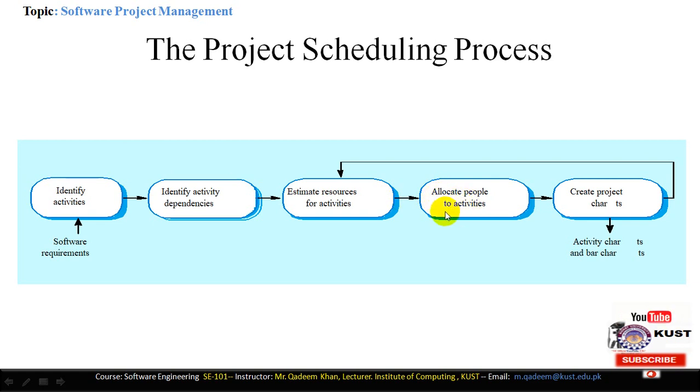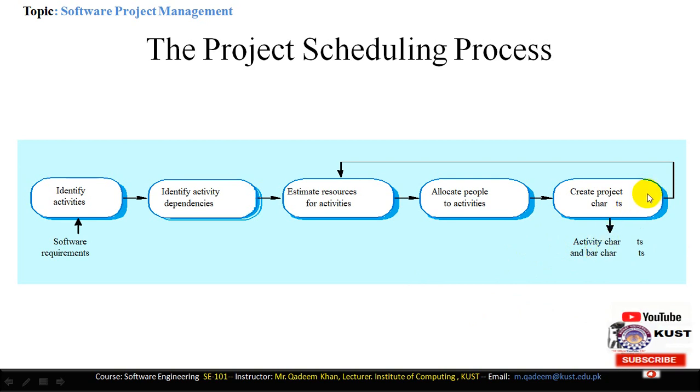Then we will allocate people to activities. By identifying or estimating resources for activities, we will define different people who will be responsible for completing these activities. Then we will create the project charts. The project charts are different diagrammatical representations of the information which represent the scheduling purpose. Here we will define the activity charts and the bar charts. The activity charts and the bar charts are well explained in the next slides.